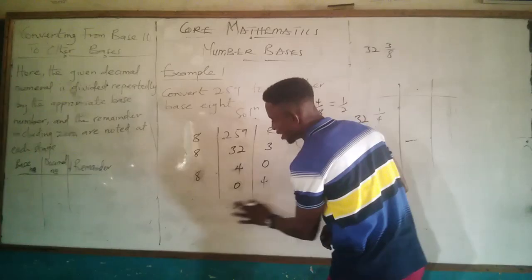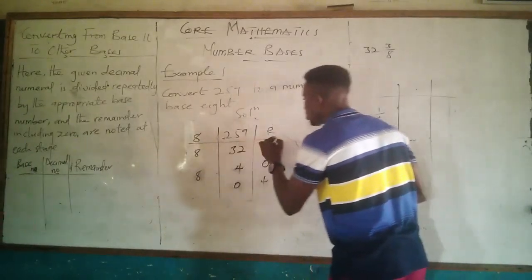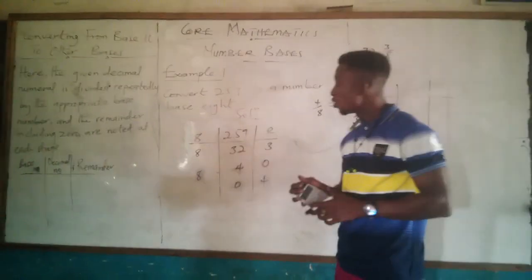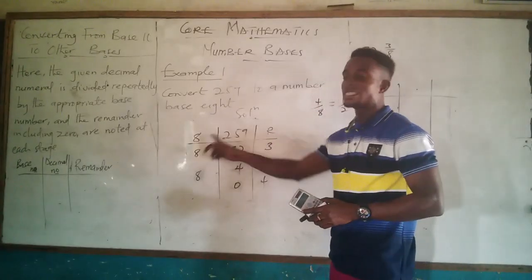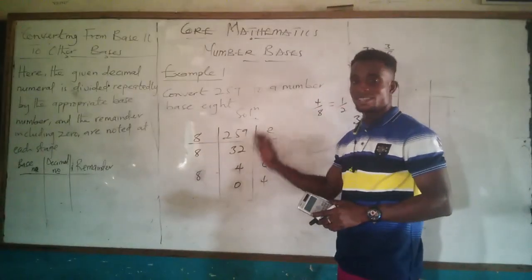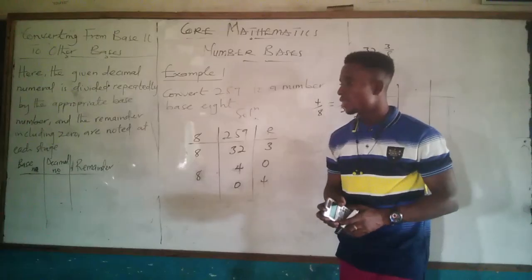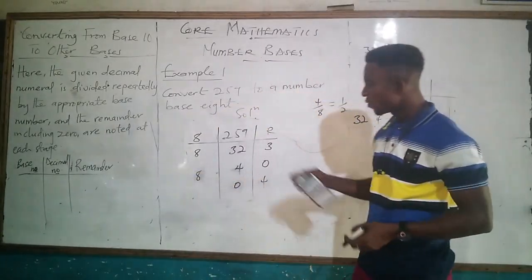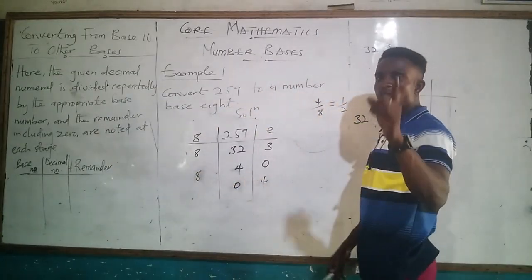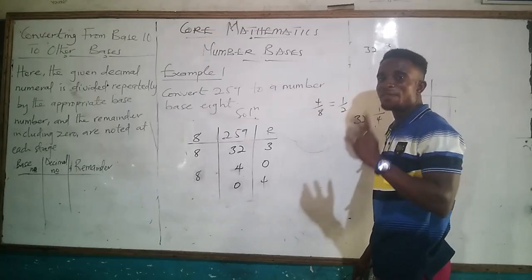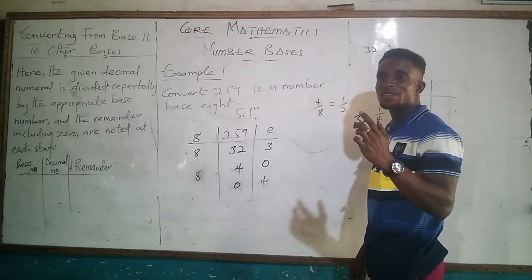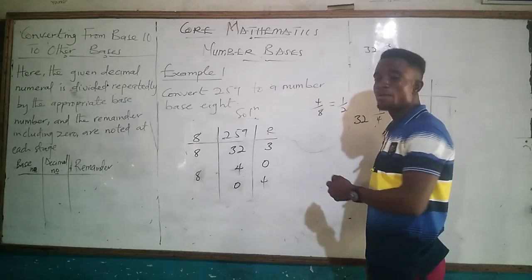Please, are we getting that? Yeah. And then I close it this way, to tell you this is what we are starting with. Are we getting that? Okay. So that is that. Then we are going to write our final answer. And the final answer is written from the remainder.